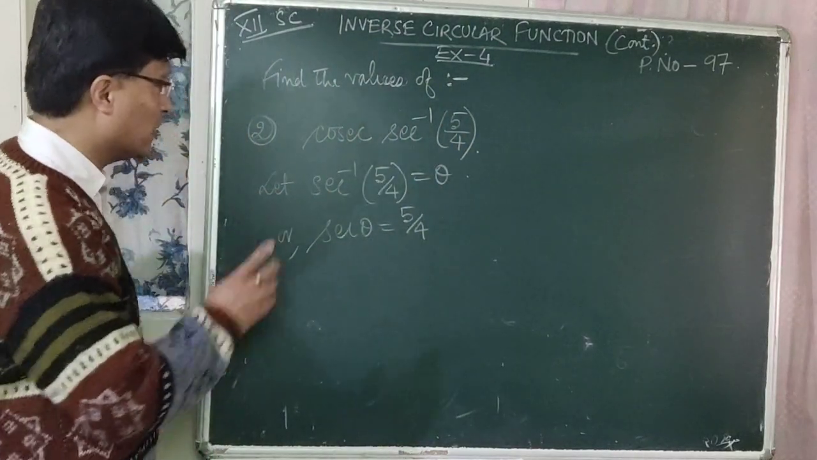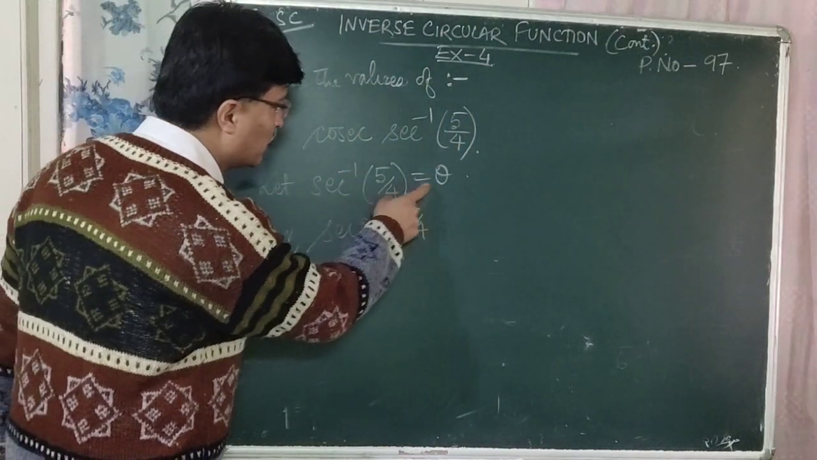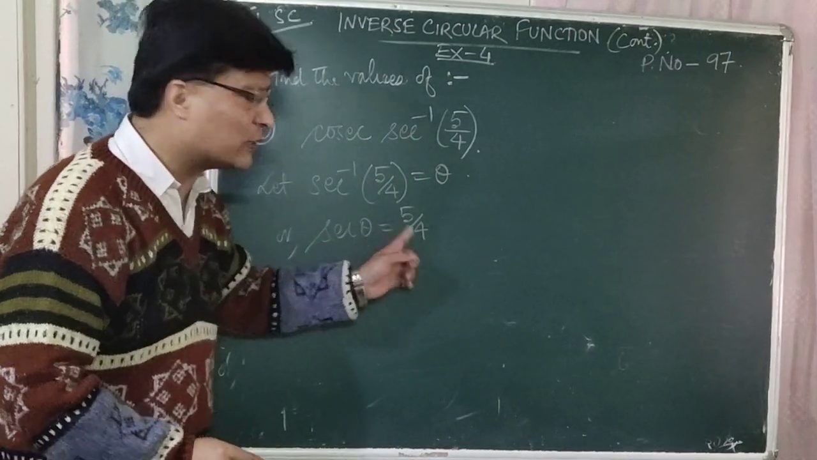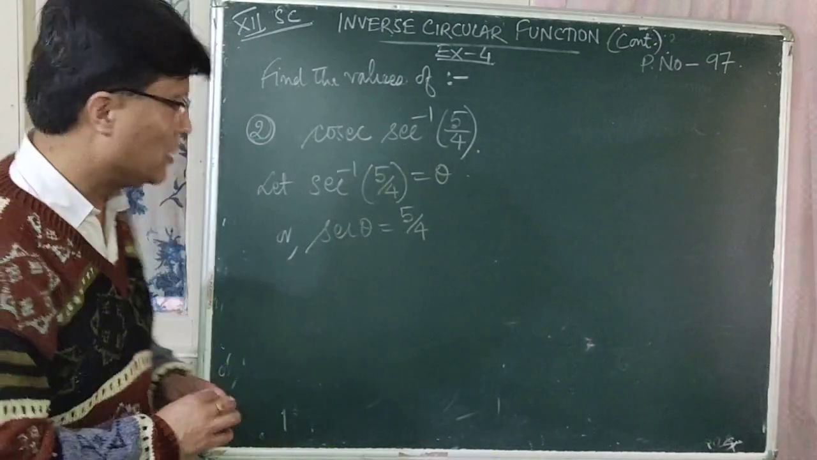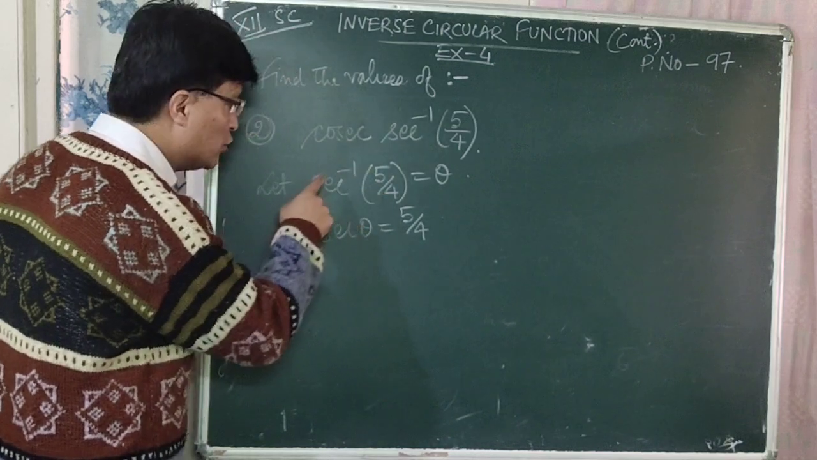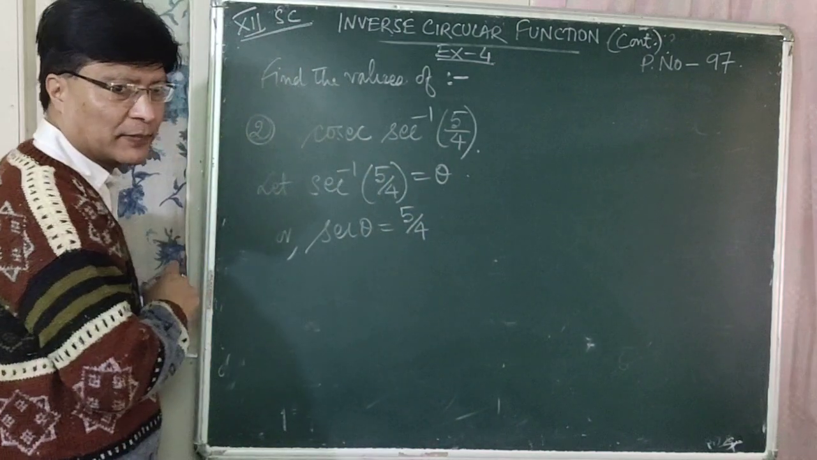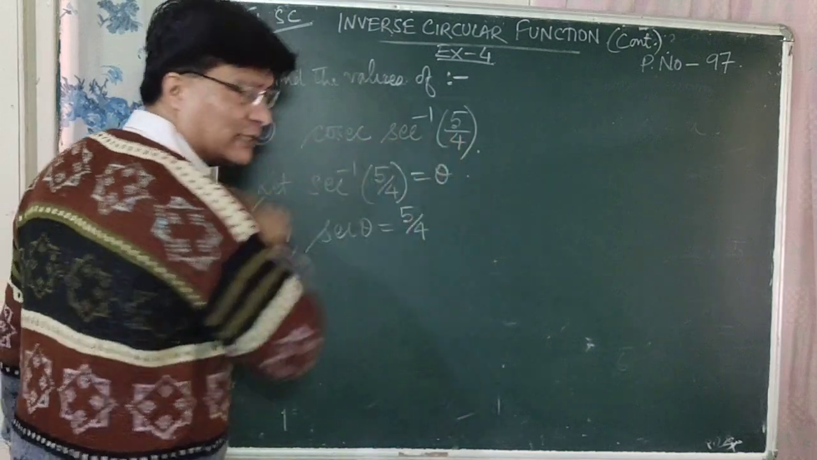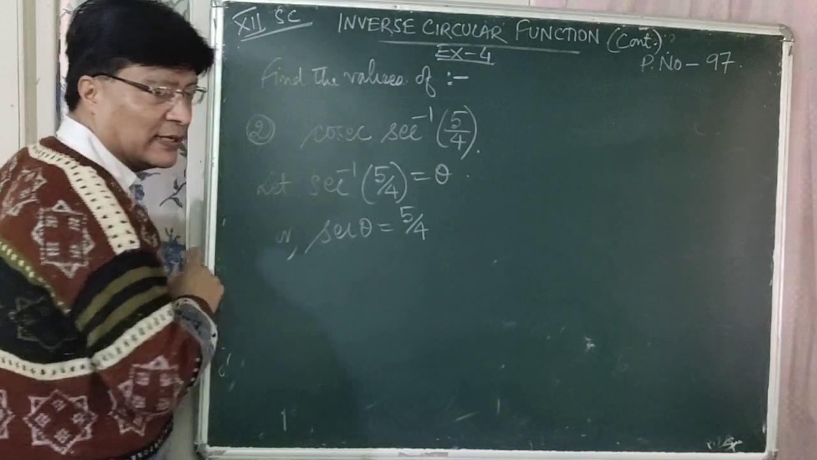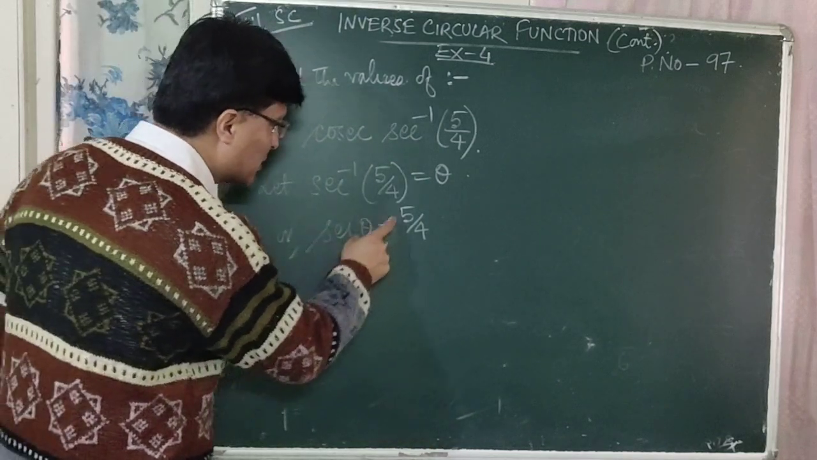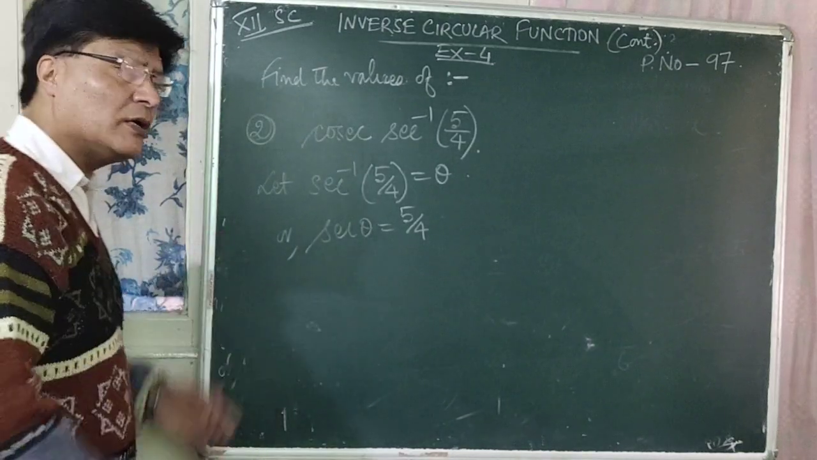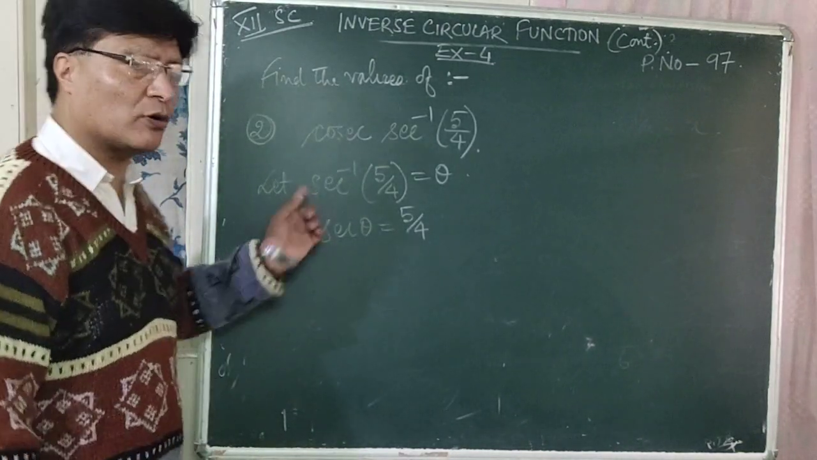If sec inverse 5 by 4 is theta, suppose, then this is cosec theta. So from sec theta you should get the value for cosec theta. Is that clear? Again look at the blackboard. Let sec inverse 5 by 4, we have assumed it as theta. So it is cosec theta, isn't it? Instead of sec inverse 5 by 4 you can write theta. So it is cosec theta. That means from sec theta is equal to 5 by 4, you should get the value for cosec theta. Is it clear now?